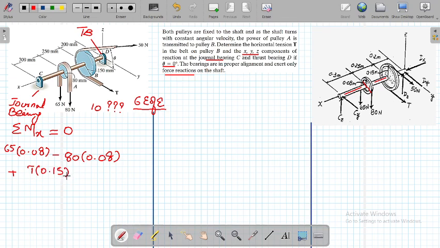This 50 Newton force, if you look at it very clearly, is again along the y-axis, and you can take its radius as 0.1 meter along the z-axis.